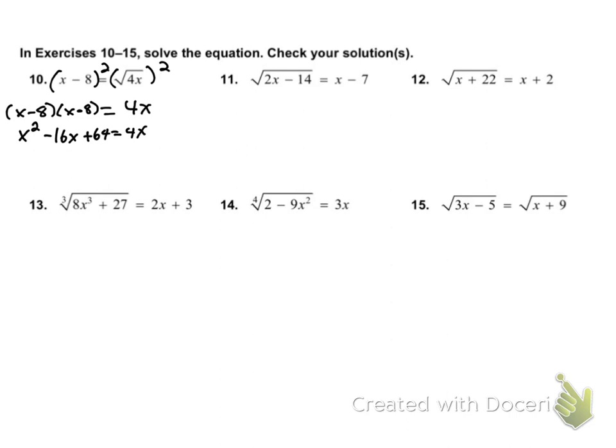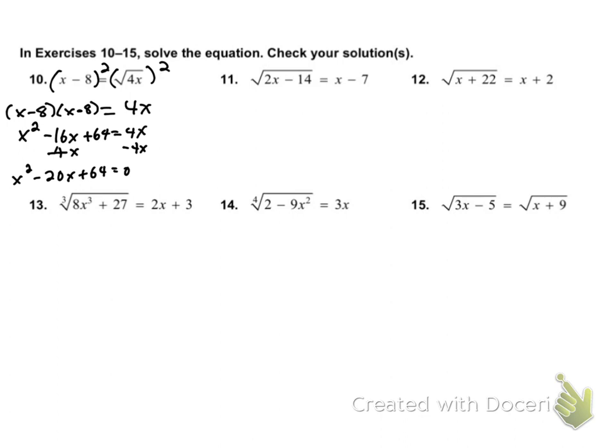Now, you don't have to square, double, square. You can FOIL. First, outer, inner, last. Okay? From here, I need to combine like terms, Gabe. I'm going to subtract 4x. X squared minus 20x plus 64 equals 0.